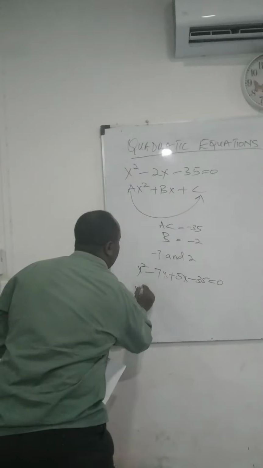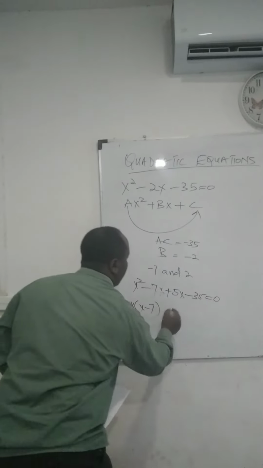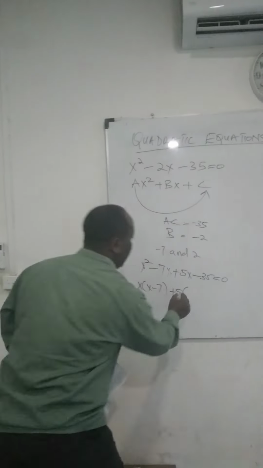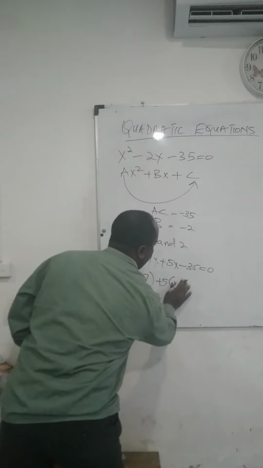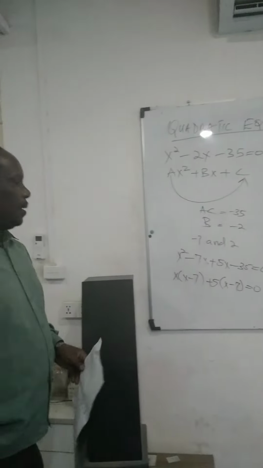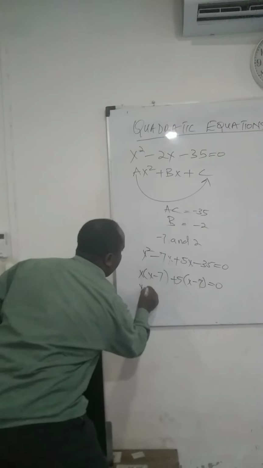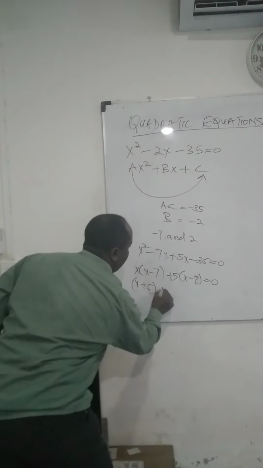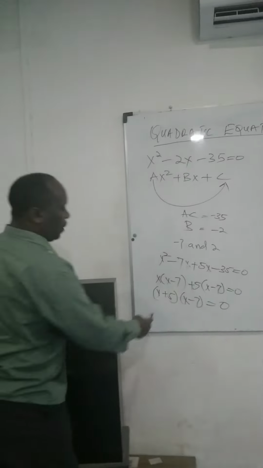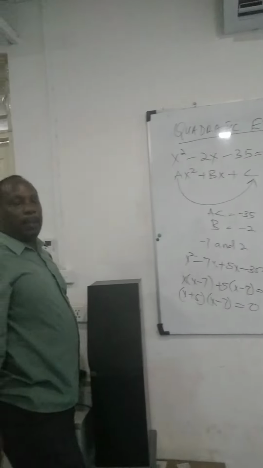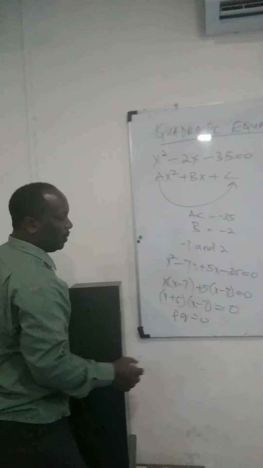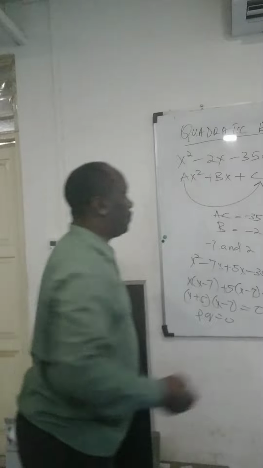So we get x into x minus 7 plus 5, and here you get x minus 7. So we write this one as x plus 5 into x minus 7 equals 0. This one is like one number and that one is one number. So we say in mathematics, if p times q equals 0, either p or q equals 0.